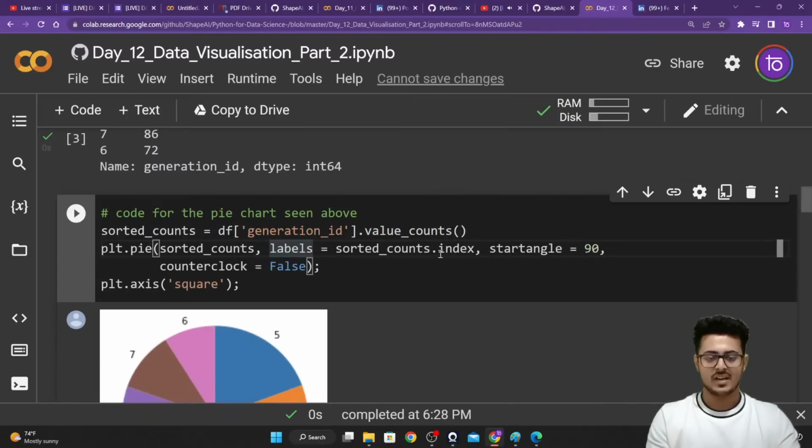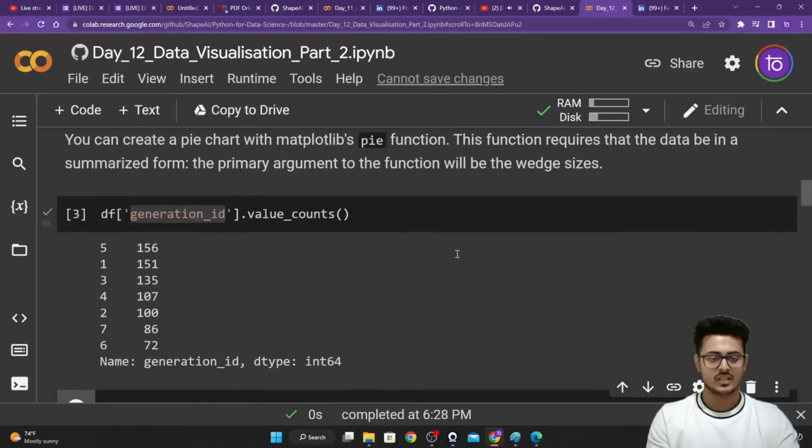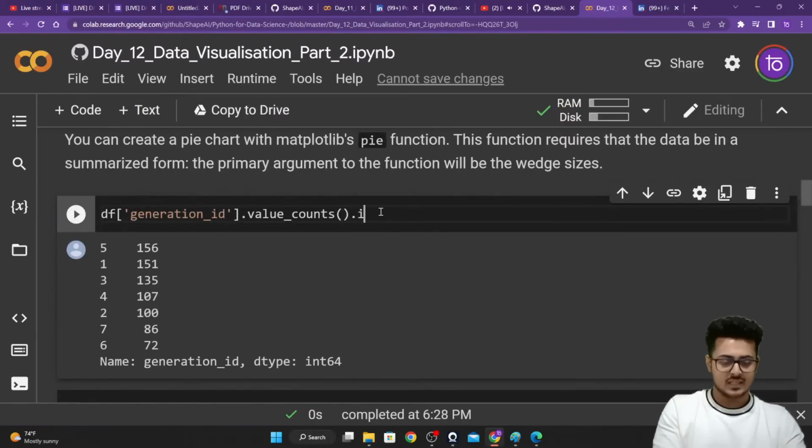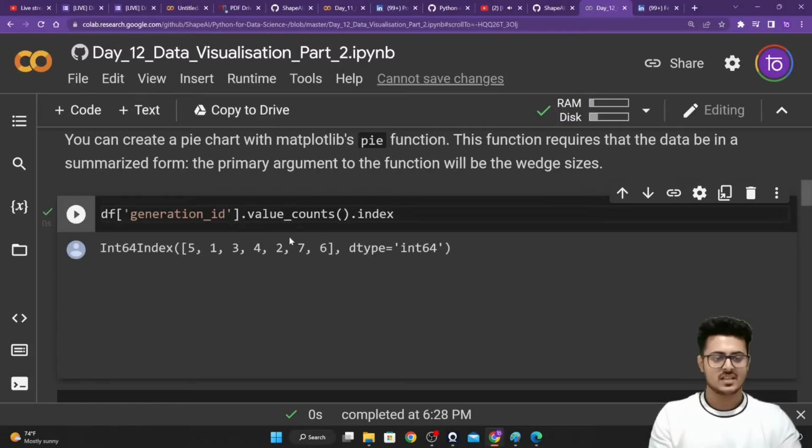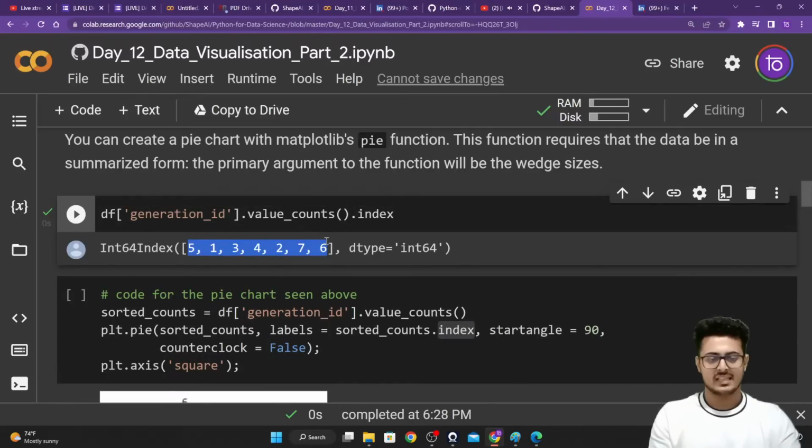Labels we are going to identify as sorted_counts.index, so that basically gives us the index. If we check this, you're able to see that it is giving us the index of that entire data: 5, 1, 3, 4, 2, 7, 6. These are the indexes of the generation IDs that we are going to use.